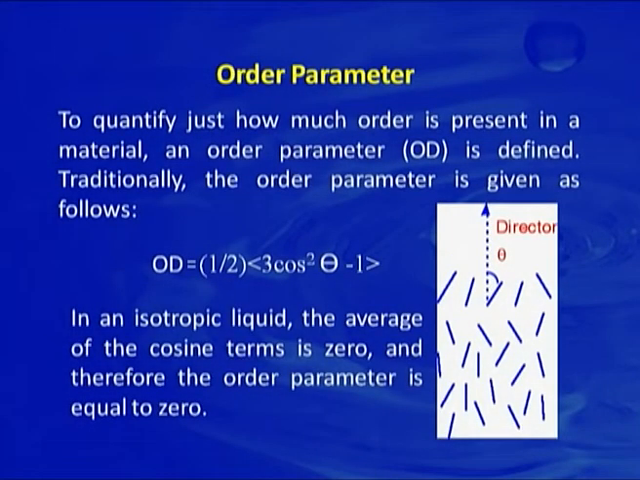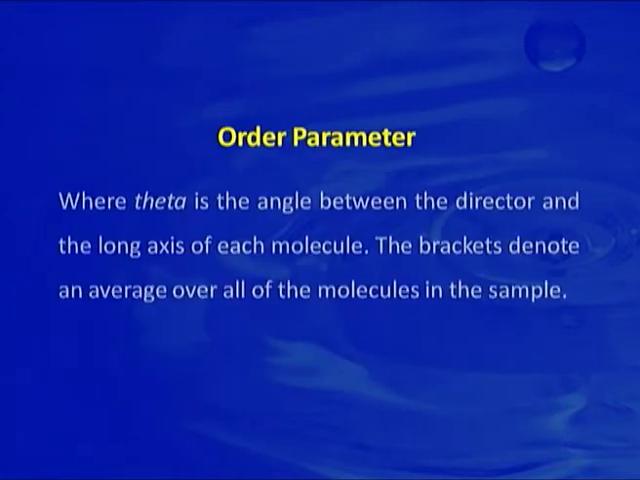Order parameter. To quantify just how much order is present in a material, an order parameter S is defined. Traditionally, the order parameter is given by the formula S equals half times the average of 3 cos squared theta minus 1, where theta is the angle between the director and the long axis of each molecule. The brackets denote the average over all the molecules in the sample.